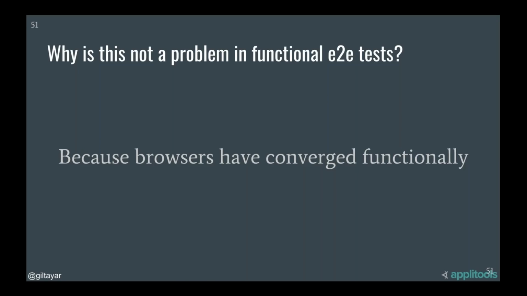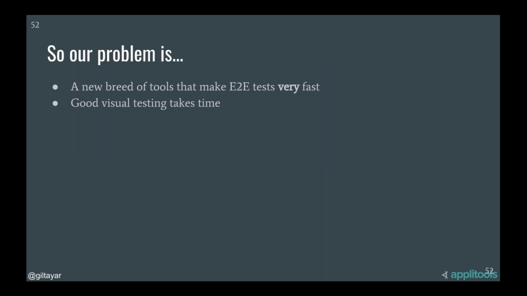And why is this not a problem in functional end-to-end tests? Well, for some companies it is. You need to test across a wide variety of browsers. But browsers have slowly over the years converged functionally. So you still need to test for variations, but a lot of things have converged, so you need to do less testing in them. So the problem is we need speed. A new breed of tools make E2E tests very fast. Unfortunately, good visual testing takes time.